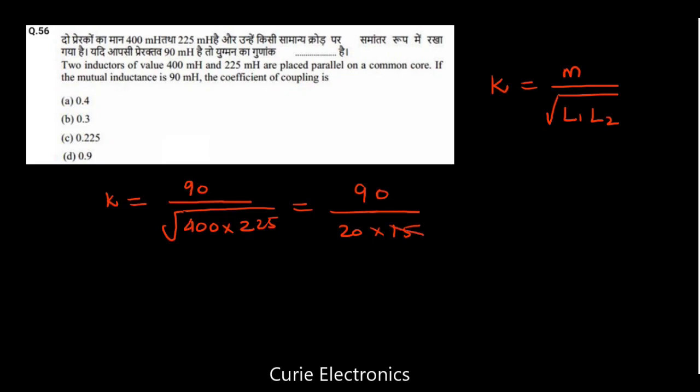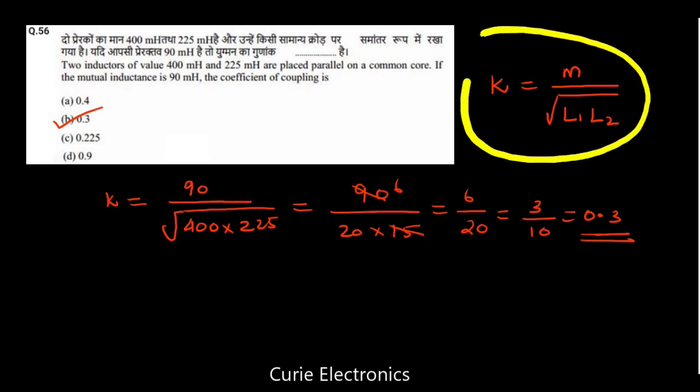So now 15 and 90 we can cancel, and we get 6 by 20. How do we simplify? We can write 3 by 10, which equals 0.3. So 0.3 is the answer, the coefficient of coupling. You should know the equation for coefficient of coupling. Let's move to the next question.